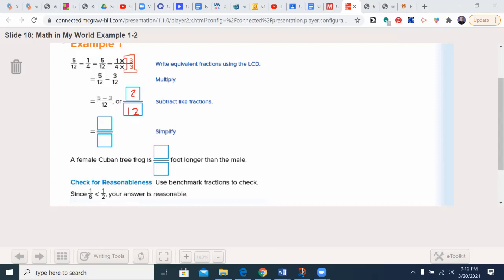Or do we? Not quite yet. We can simplify. And I know I can simplify because I have a numerator and a denominator. They're both even numbers, which automatically tells me that I can divide both of them by 2. 2 divided by 2 is 1. 12 divided by 2 is 6. A female Cuban tree frog is 1/6 of a foot longer than the male. And since 1/6 is less than a half, my answer is reasonable.